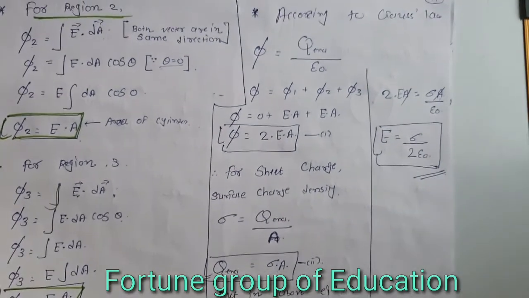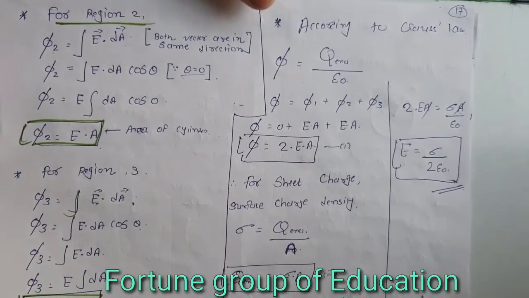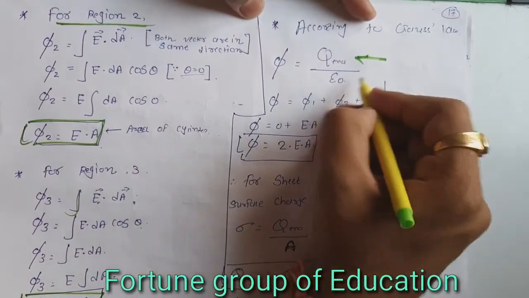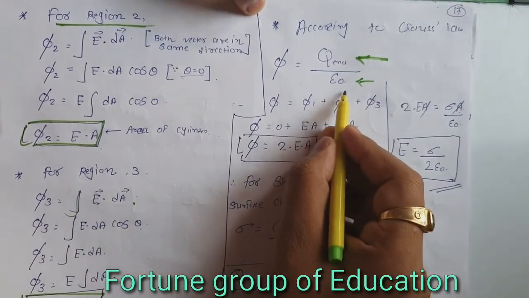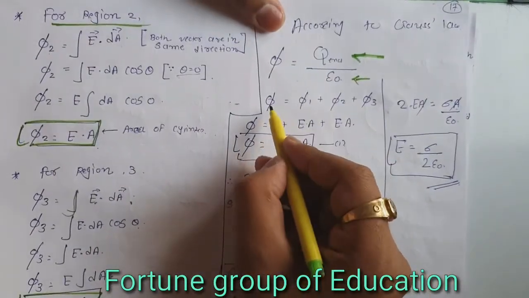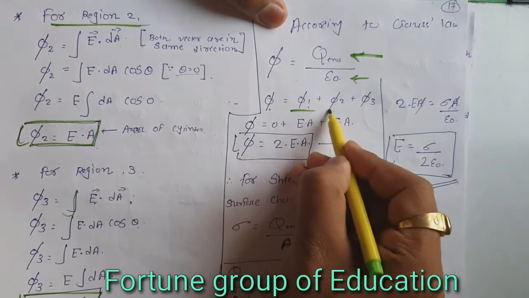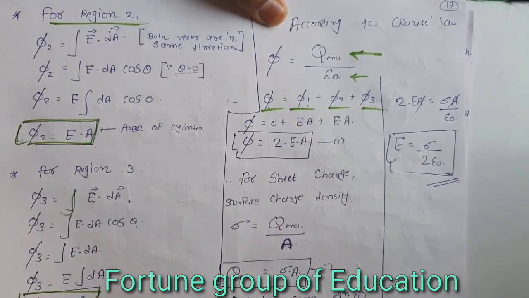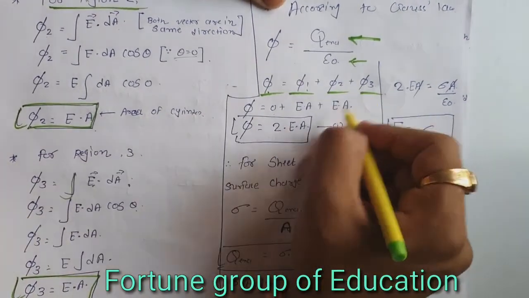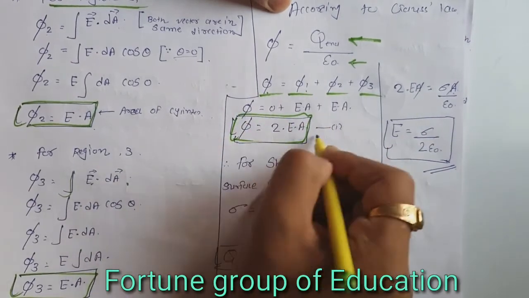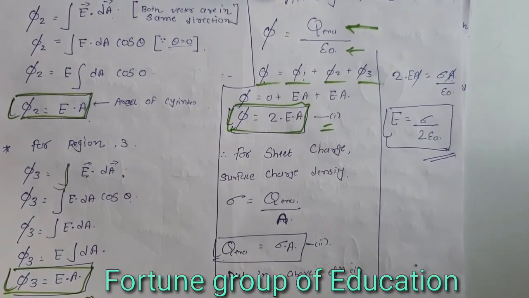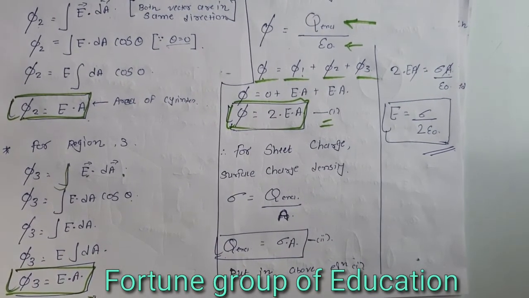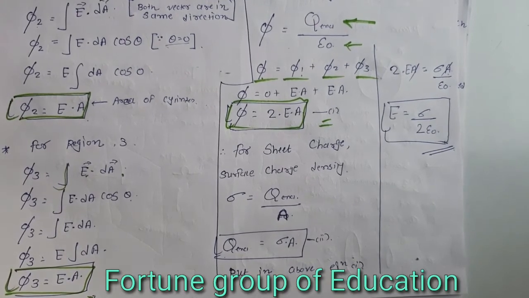Now according to Gauss law, what is this? According to Gauss law, total flux phi equals charge enclosed upon epsilon 0. Here there are three regions, so the total flux equals phi1 plus phi2 plus phi3, but phi1 is 0, phi2 is E times A, and phi3 is also E times A. So it's 2 times E times A. But here we have to consider a sheet of charge. The sheet of charge we consider as a whole surface, so we can consider the surface charge density.